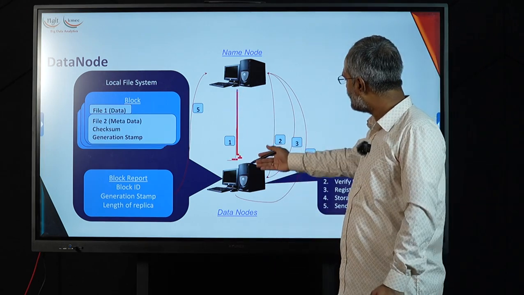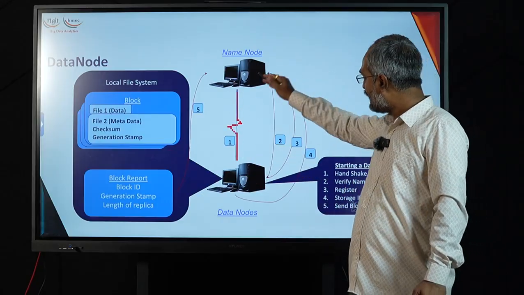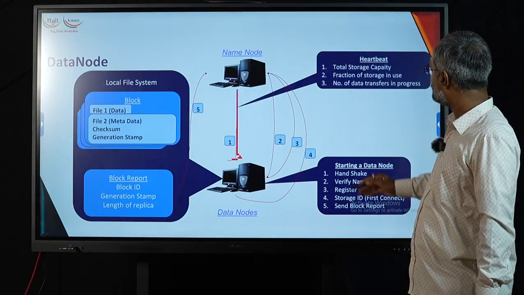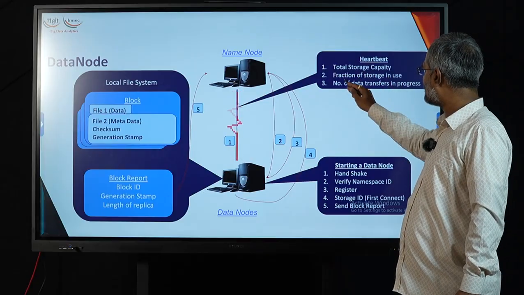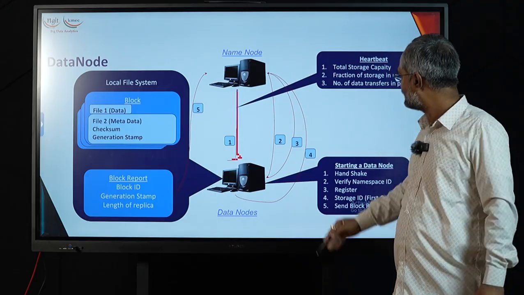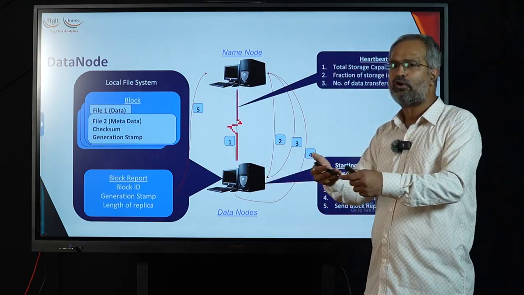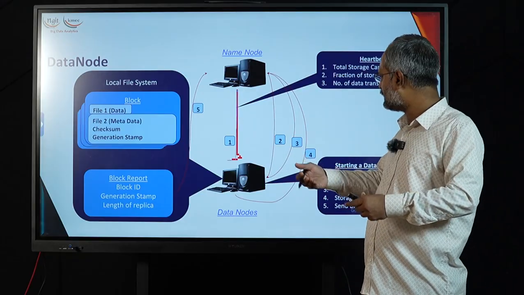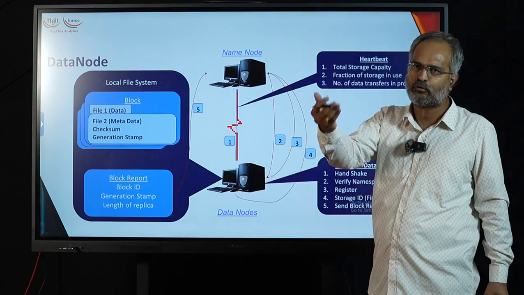So see here, the heartbeat will be a continuous process every 3 seconds. Along with this heartbeat, it will send some information also: total storage capacity, fraction of storage in use, and number of data transfers in progress. Why is this? Because there may be an increase of the storage. You may plug in some more storage dynamically. At that time, there is a chance of increasing the storage capacity.